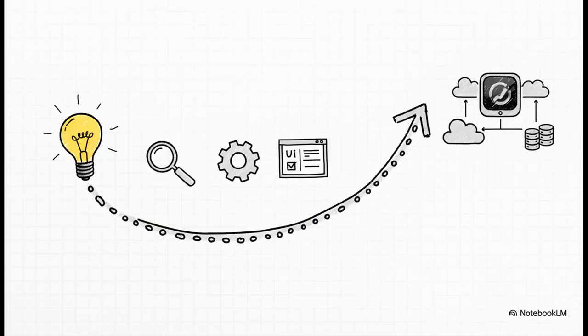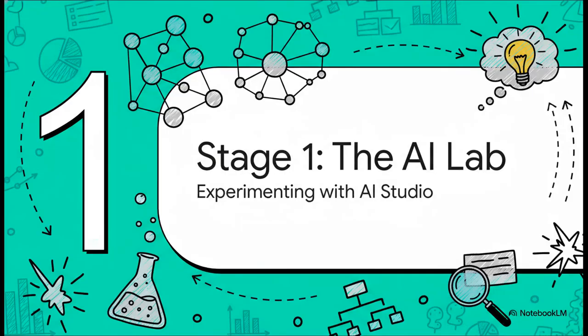So, to make sense of everything, we're going to frame this whole thing as a journey. We'll start with a raw idea, a simple little experiment, and step by step, we'll build it into a fully automated product. And along the way, we'll introduce you to the perfect tool for each stage. So, let's get started. All right, our journey begins right here, in what I like to call the AI lab.